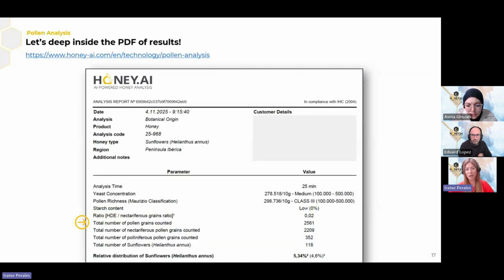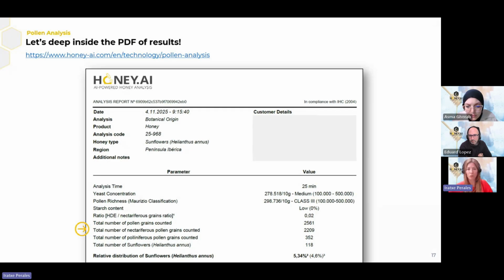Then here you can see the total number of pollen grains counted. In this case, this is much more than a human could count. I don't think that a human is able to count 2,000 pollen grains. This is because we have 3 different criteria: pollen grains counted, nectariferous grains counted, and number of fields. Because we cover at least 100 fields, if the honey has a very rich concentration of pollen grains, at the end we have scanned an area with a lot of pollen grains. This is very accurate, much more than a human counting, because this is a machine. Also, the number of nectariferous pollen grains.